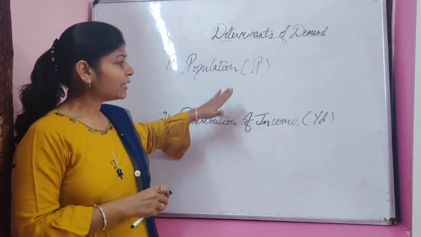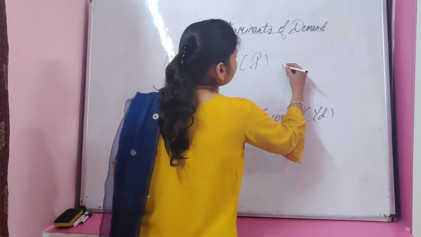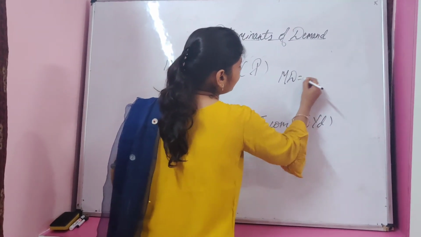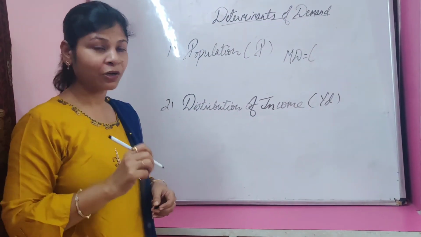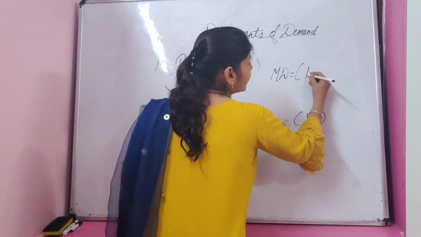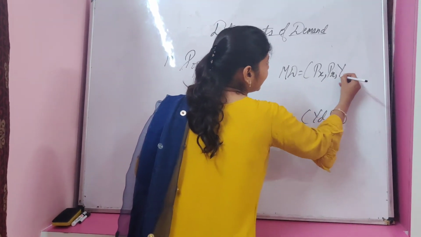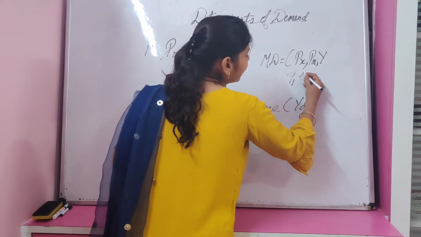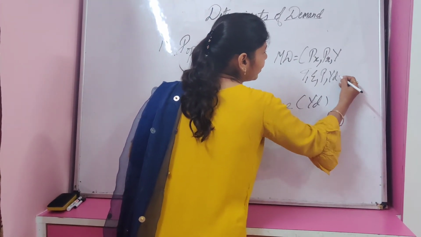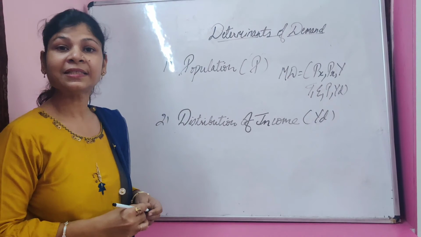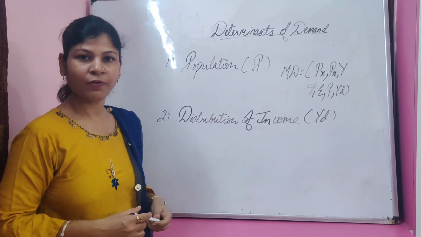So in market demand we further include 2. When we are discussing market demand, the components include the 5 determinants which are part of the individual demand function: price of own commodity, price of related goods, income, taste, future expectations, plus population and distribution of income. So now overall there are 7 determinants which affect market demand. That's all for this topic.